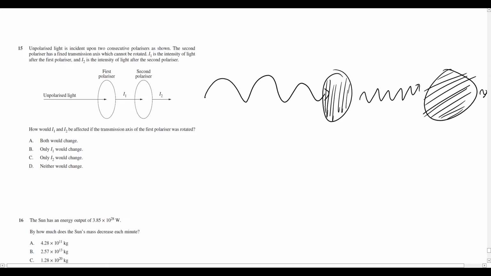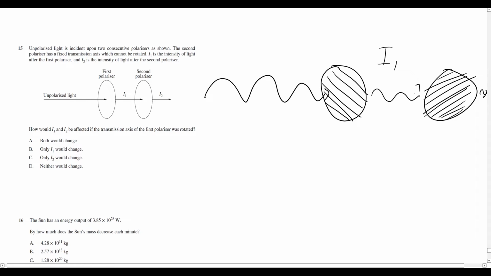So if I change the angle of the first polarizer, nothing will change with regards to the intensity of I1. But if I now made this completely perpendicular to the second polarizer, then you'd see that nothing would actually come out of I2. So the only thing that would definitely change here is I2, the second intensity.